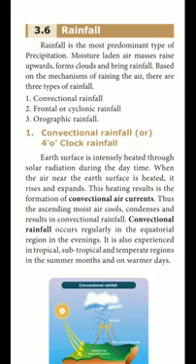What are the three types of rainfall? There are three types of rainfall. They are convectional rainfall, frontal or cyclonic rainfall, and orographic rainfall.